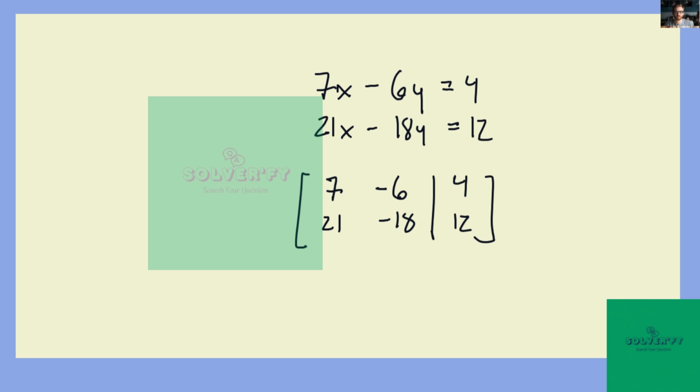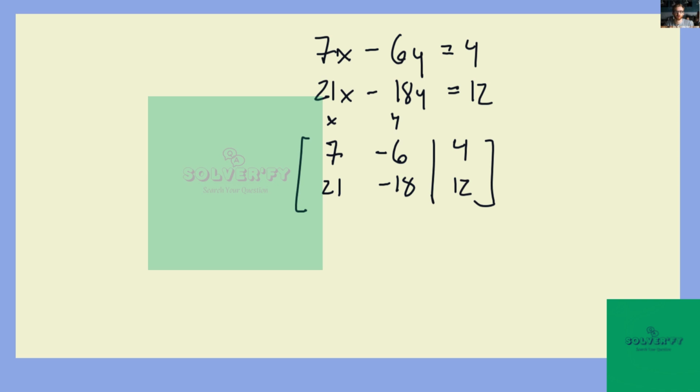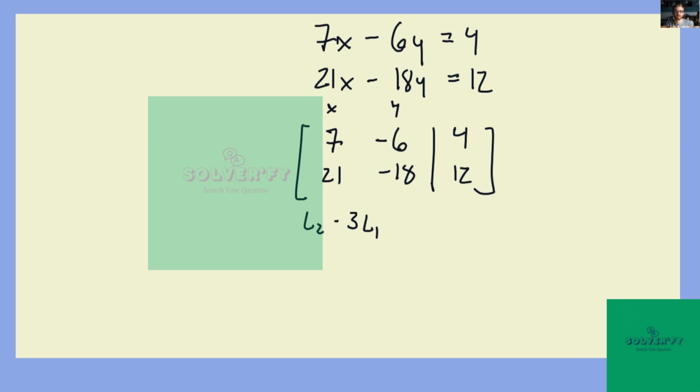Well, right off the bat, I can tell that, at least as far as the x column is concerned, x2 is 3 times x1. So that's often a good place to start: you can notice that there's a multiple of one line in another line. In this case, line 2 is a 3x multiple of line 1, right? So we could do, for example, L2 minus 3 times line 1 as our first operation.